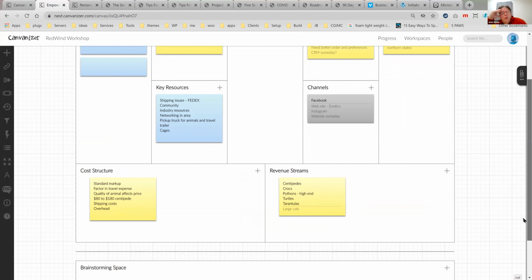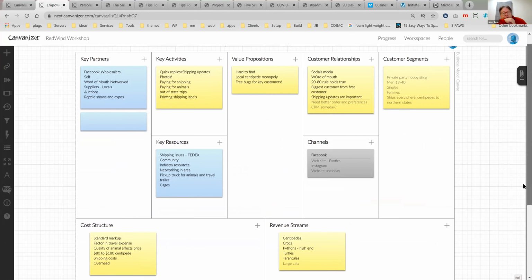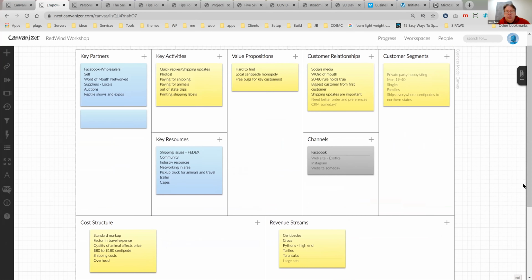Yeah. So why don't we talk about those key activities and resources a little bit, because those are pretty unique to your business. Yeah. So key resources and activities I really do on a regular basis.